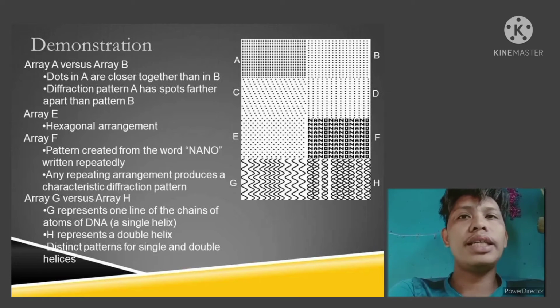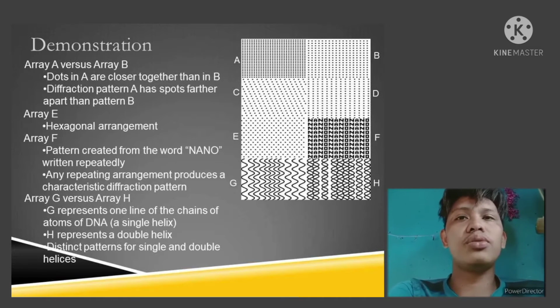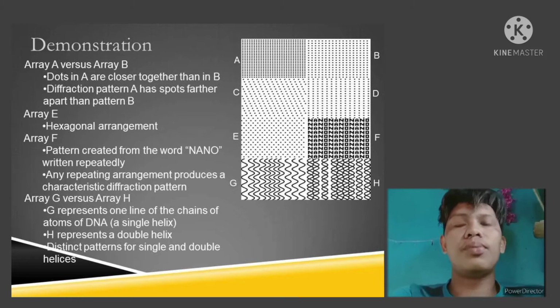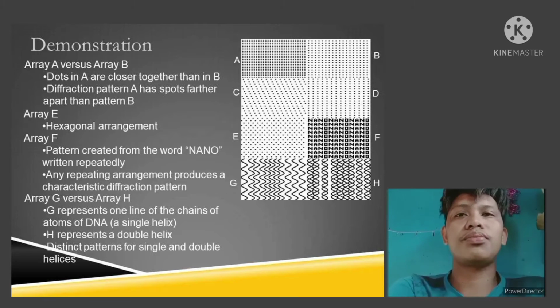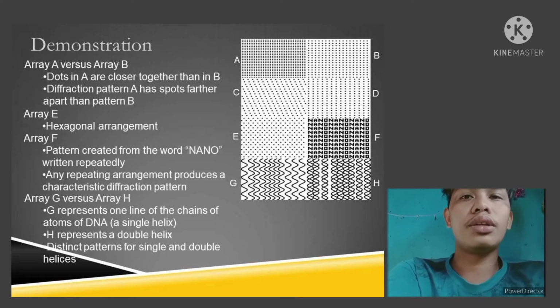Array E is a hexagonal arrangement. Array F is a pattern created from the word nano written repeatedly, and any repeating arrangement produces a characteristic diffraction pattern. In array G versus array H, G represents one line of the chains of atoms of DNA, or a single helix. Array H represents the double helix, showing distinct patterns for single and double helices.